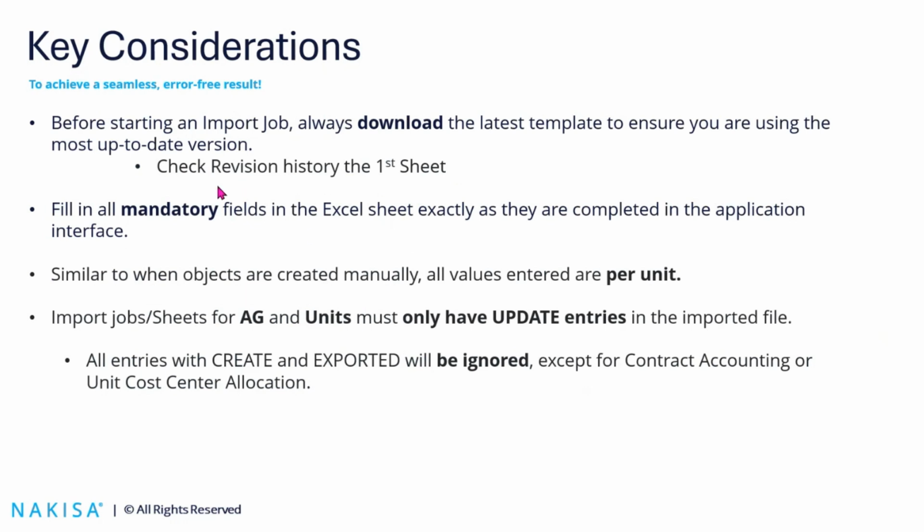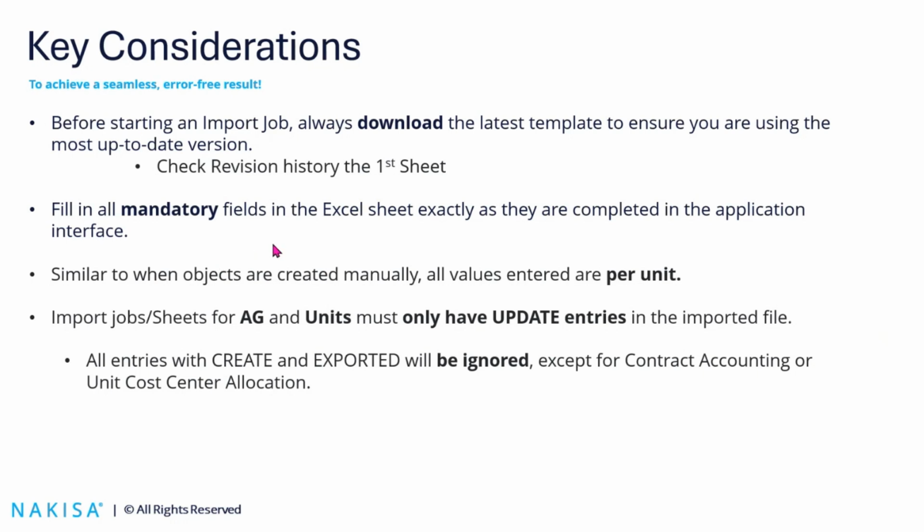So before you run the import file job, the best way is to always start an import job and download the latest template, and this will ensure that you're using the most up-to-date version. You can also check the revision history. I'll show you on the Excel file, which is the first sheet, first tab on the file, which you can review and see what changes were made, if there are any, from the last update.